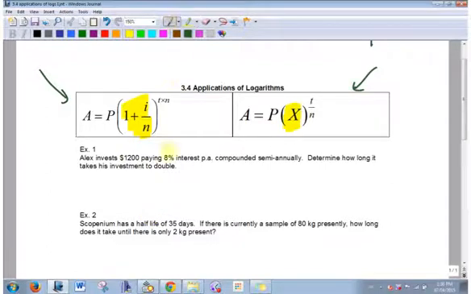Alex invests $1,200 at 8%, compounded semi-annually. What does that mean? Semi-annually. Every 6 months or half a year. That's like a mortgage. That's what they do. Don't ask me why. Someone made the rules and everyone's got to follow it.